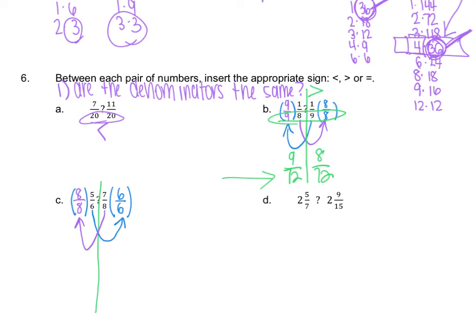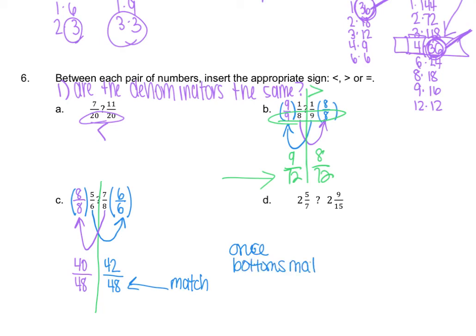So, over here on the left, I get 8 times 5, which is 40, over 8 times 6, which is 48. On the right, I get 7 times 6, which is 42, over 8 times 6, which is 48. Again, my bottoms should match at this point, because that's the whole point. I need my denominators to be the same. Now I'm comparing the tops. So once the bottoms match, you compare the tops. Okay, so 42 and 40, so my right side is greater. All right, so letter D.